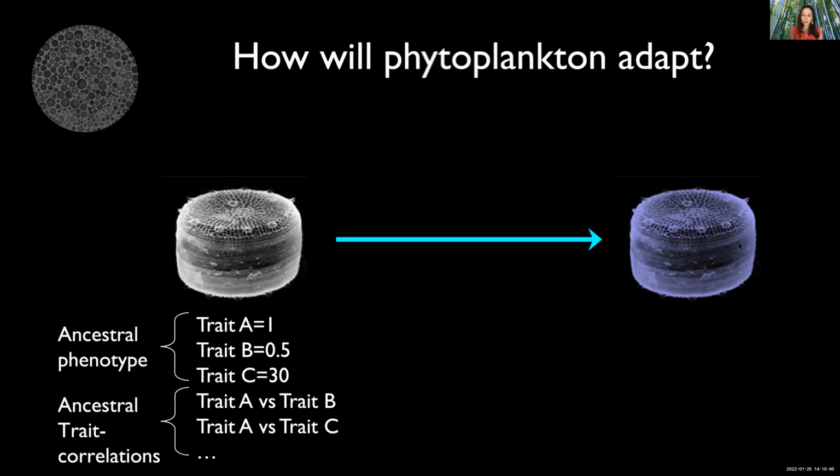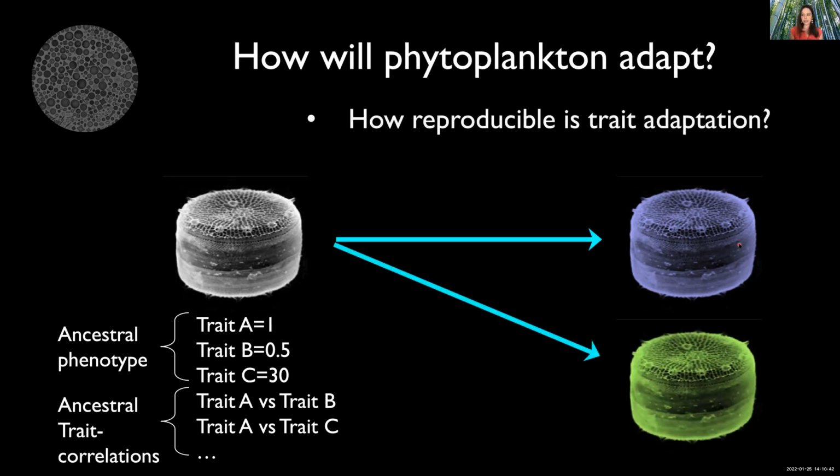In addition, we'd like to know how reproducible trait adaptation is. If you run the same evolution experiment many times, would you get the same answer? Are you always going to get this blue diatom, or maybe sometimes would you get the green one? And we know that in reality, you do get variability. And so how variable are the possible trait combinations that come out?